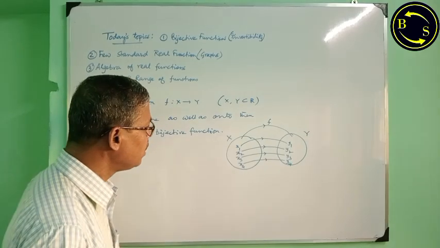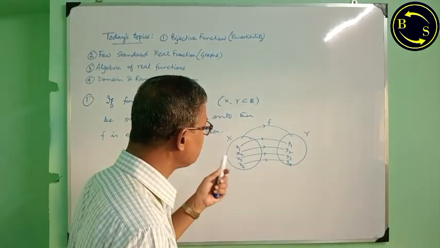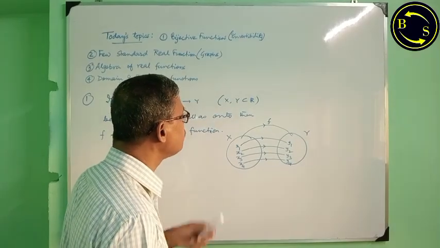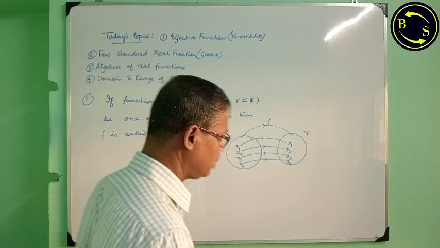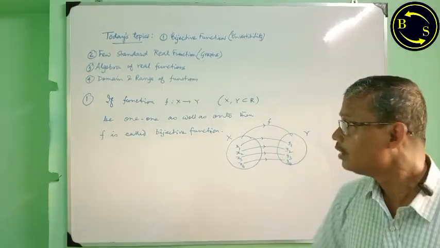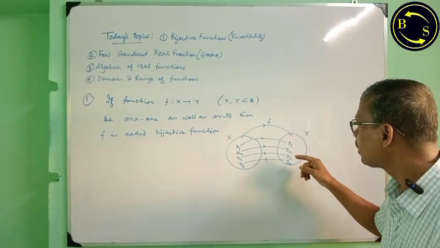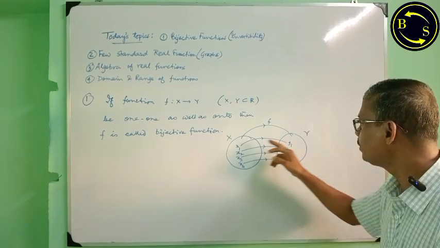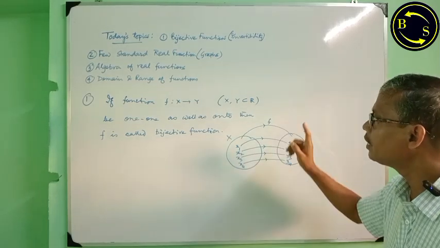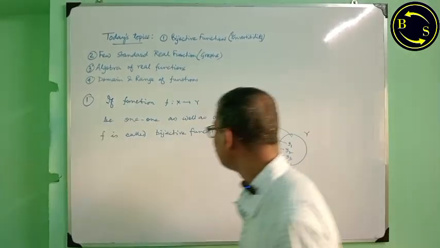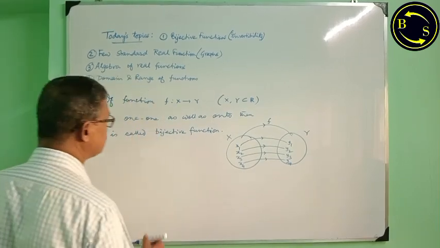Then for each x we get a definite or distinct y. Therefore, f is one-one. Also, conversely, for every y in set Y, we get distinct x's in set X. Therefore, this function is one-one and onto. Hence, we call this function a bijective function.